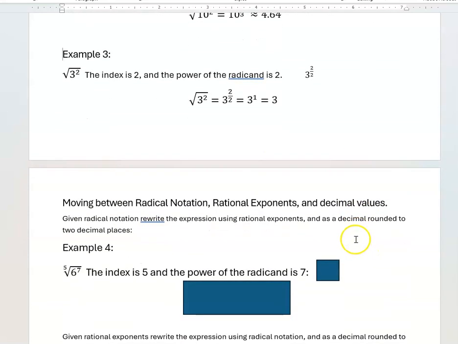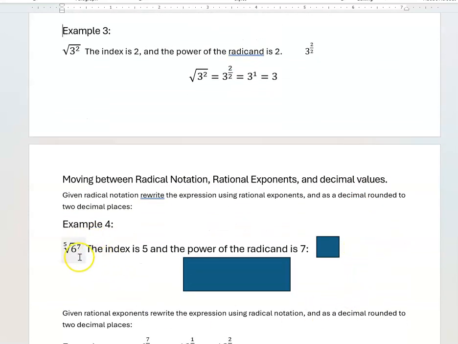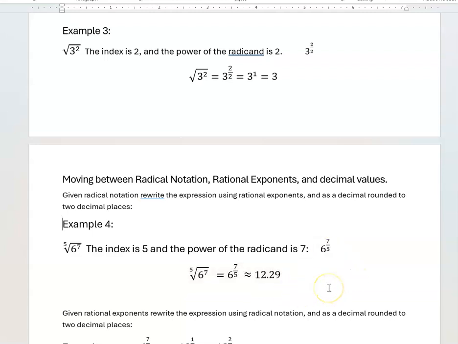Our last example is if you have 6 to the 7th power and you have the 5th root of that, then the index is 5 and the power of that radicand is 7. To rewrite that, we would keep the base, and the power underneath becomes our numerator, and the index becomes our denominator. And so we can see that those two ways to write it equal the same thing. They both equal approximately 12.29. You can put it into your calculator either way.